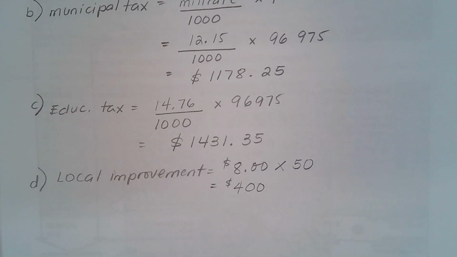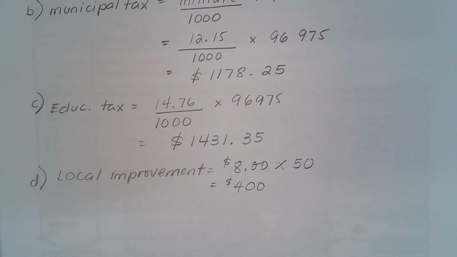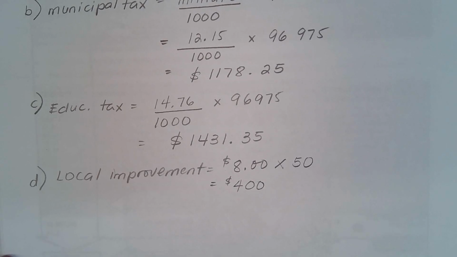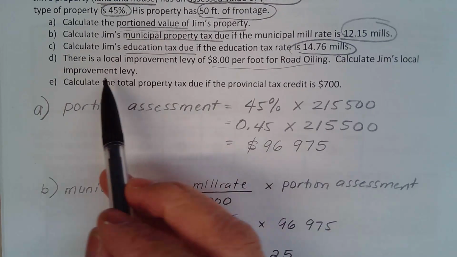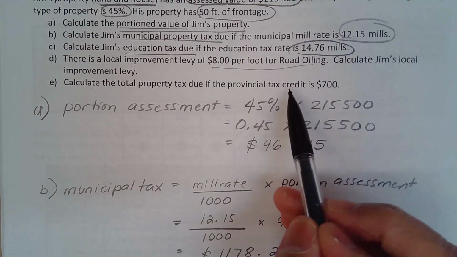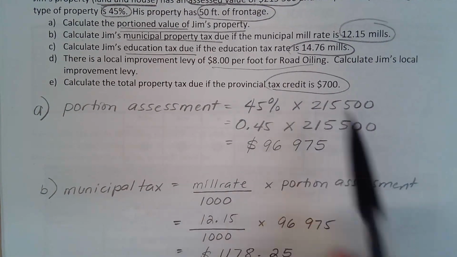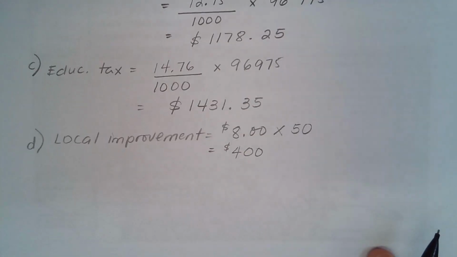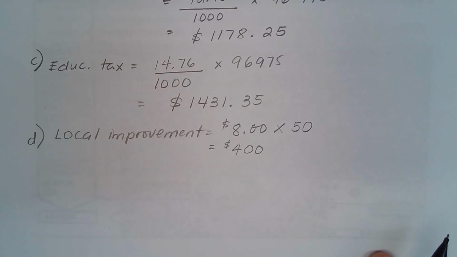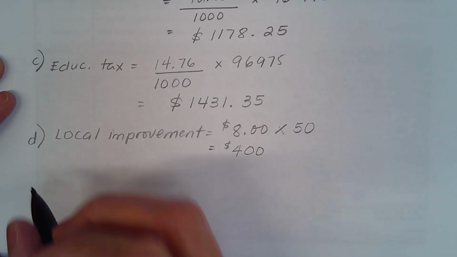So what have we done so far? First, we figured out the portion assessment. Second, we figured out the municipal tax. We figured out the education tax. We figured out the local improvement. Now we're going to put it all together. It says here, calculate the total property tax if the credit is $700. Credit is money that's not added onto your tax, it's subtracted from your tax. So let's take a look.